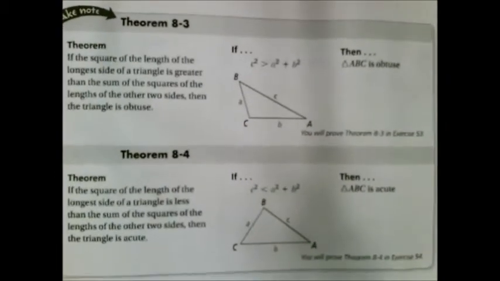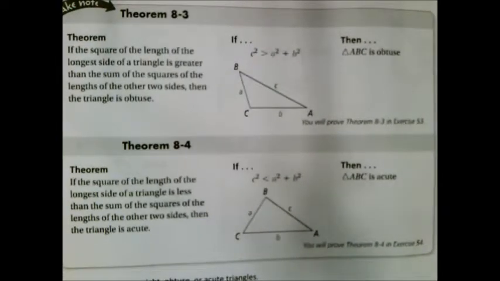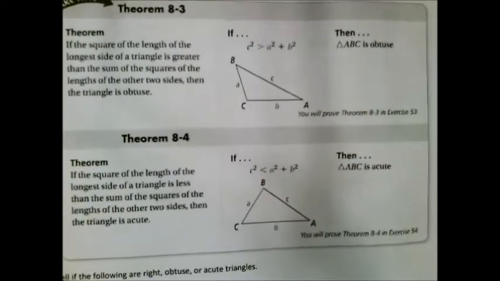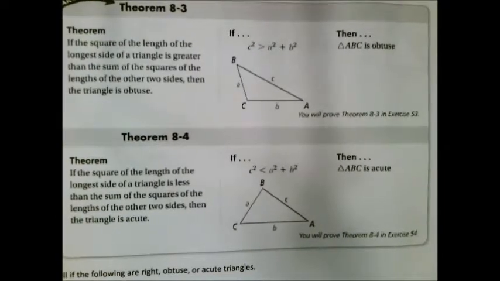Alright, next page. Now, along with the Pythagorean theorem, we have the Pythagorean theorem's converses. What these are is ways to tell whether or not a triangle is an acute triangle or an obtuse triangle. Okay? So, we know that a squared plus b squared equals c squared is a way to tell if something is a right triangle, meaning it has a 90-degree angle in it.